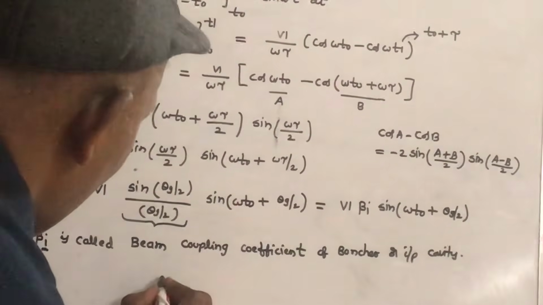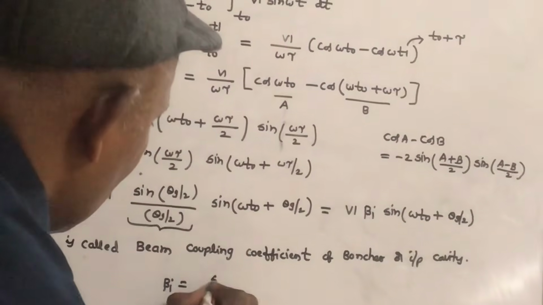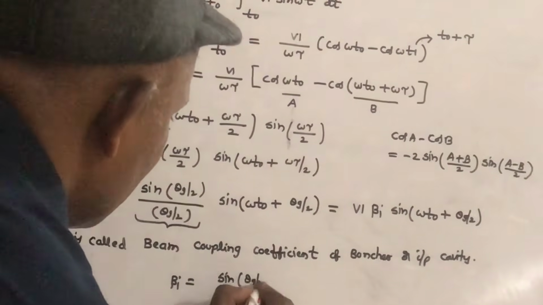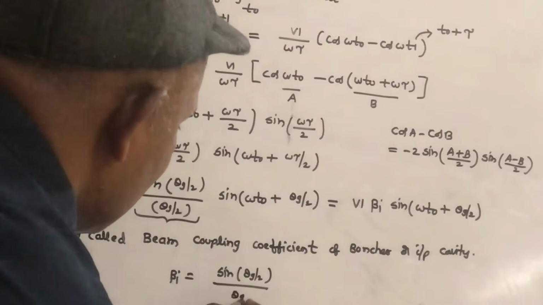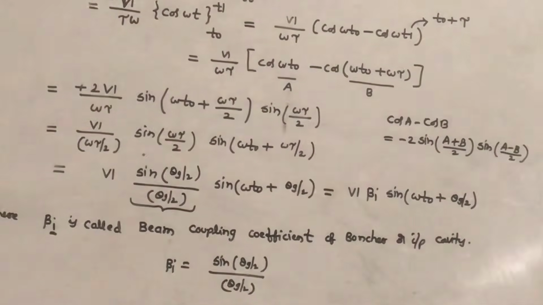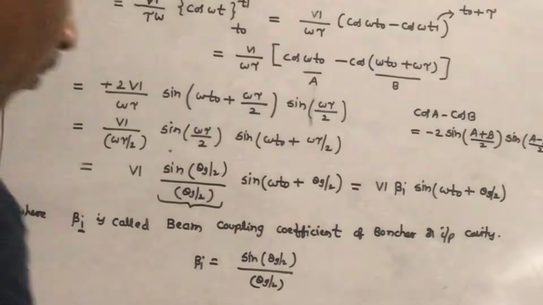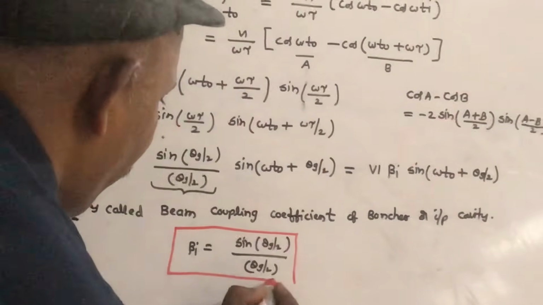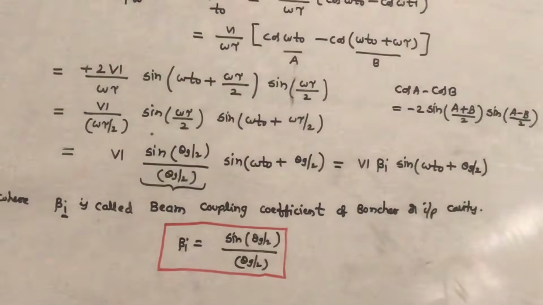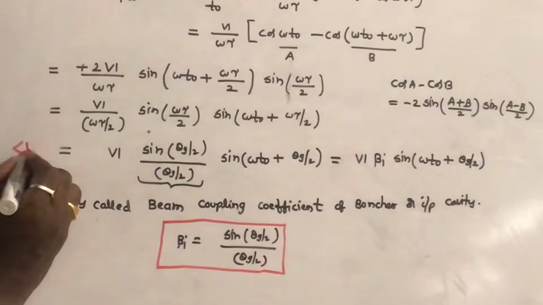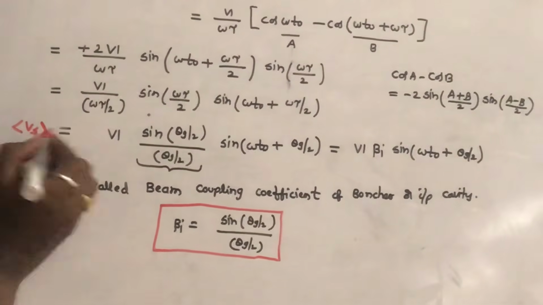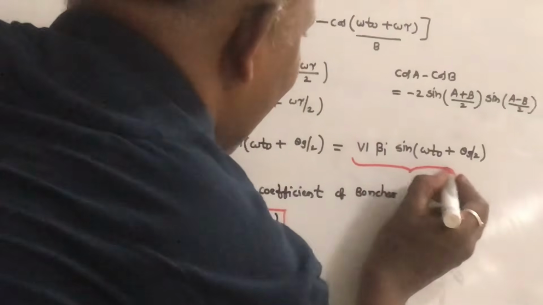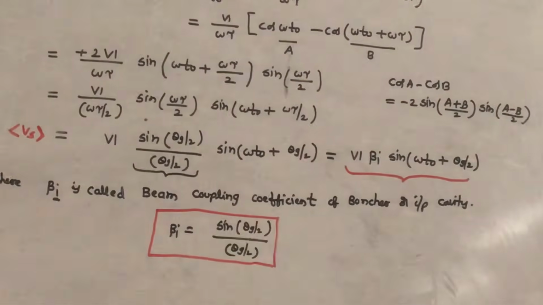So therefore, what is the formula? Beta I is equal to sine of theta g by 2 by theta g by 2. Very important formula. You have to remember this formula while solving the problem. What is the name of this? Beam coupling coefficient of input cavity. So this is the average gap voltage in the interval t0 to t1.